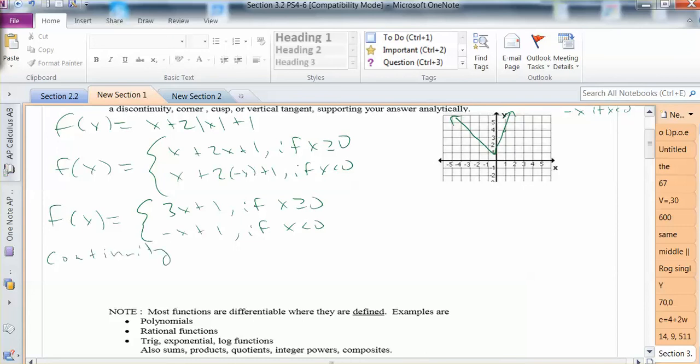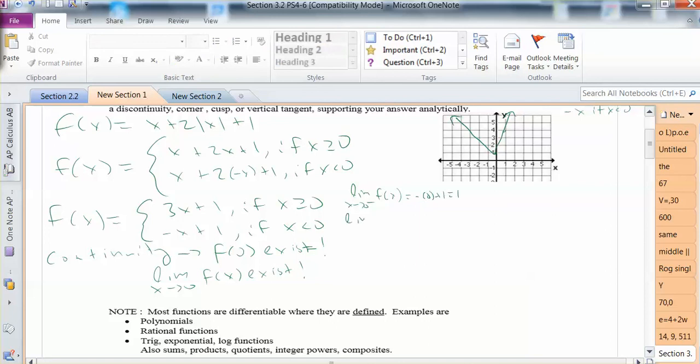Remember, for continuity, f of 0 must exist, which it does. We know it's 1. The limit as x approaches 0 must exist. In order to do that, we actually have to find the left and right-hand limits as x approaches 0, which is actually really easy. The limit as x approaches 0 from the left of f of x, we'll see, is negative 0 plus 1, which is 1.